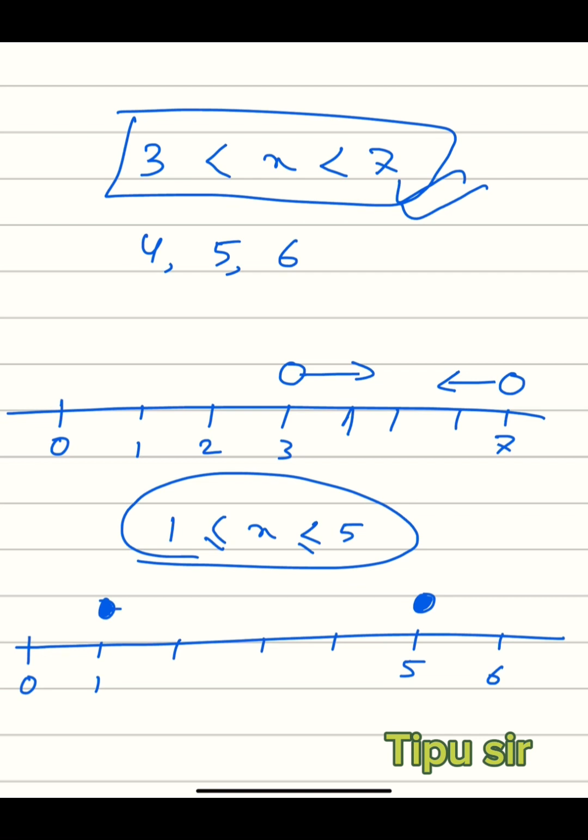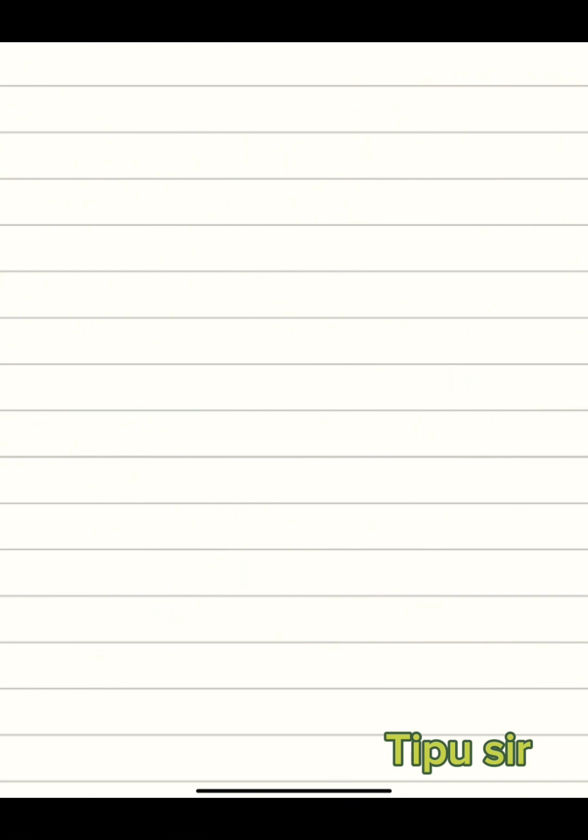X is greater than 1, that means the arrow is going to go towards the right hand side, and x is less than 5, that means the arrow is going to go towards the left hand side. That's pretty much everything you need to learn for a number line. Now let's see a different type of number line.